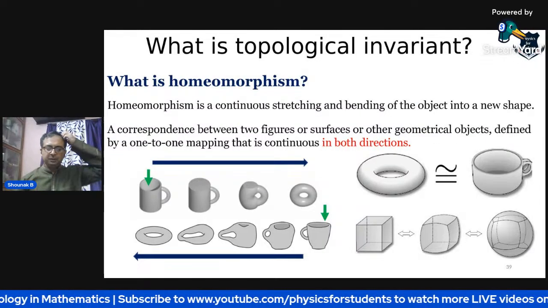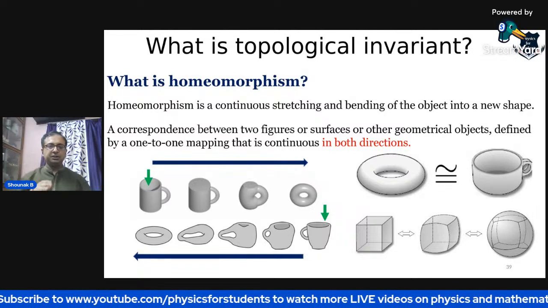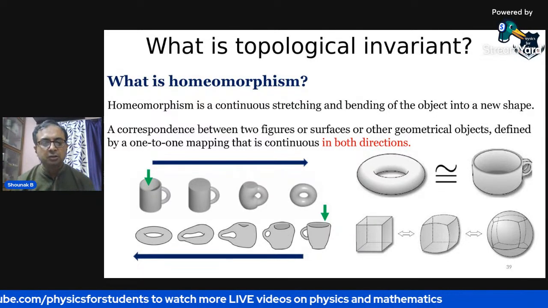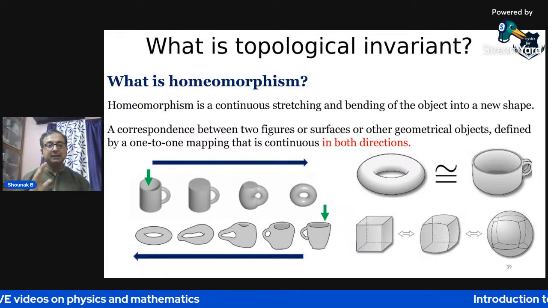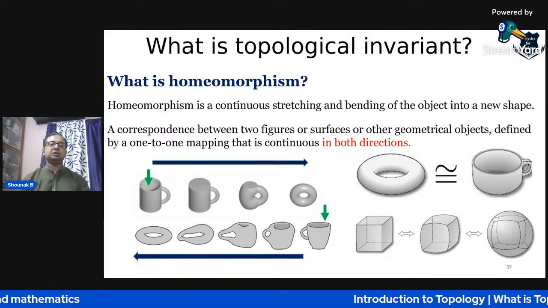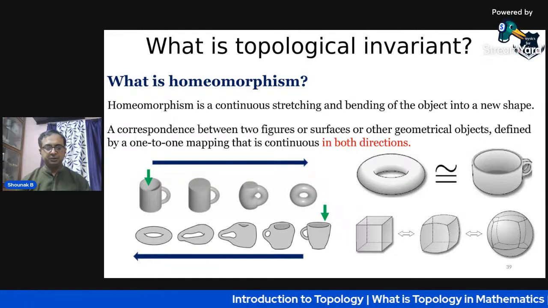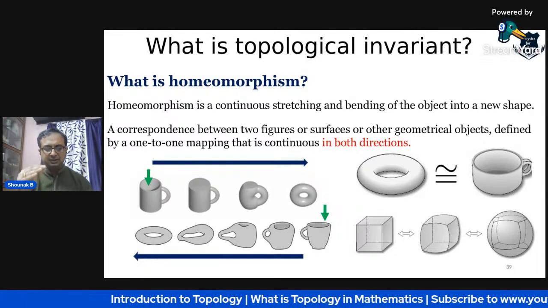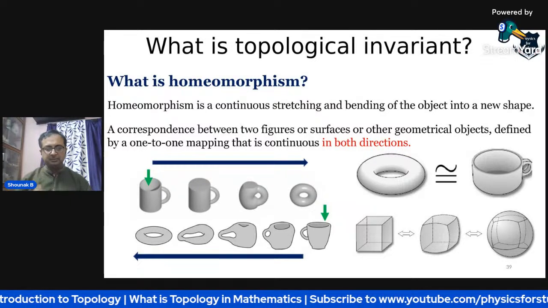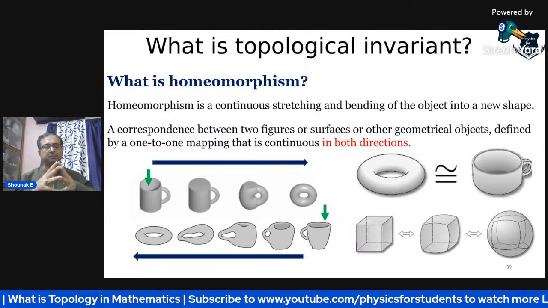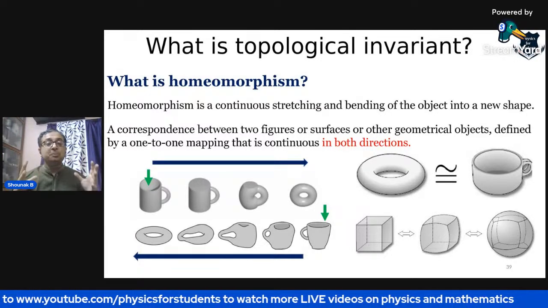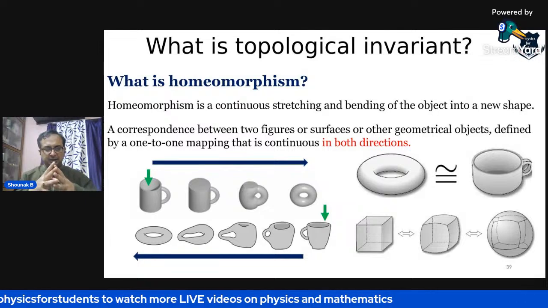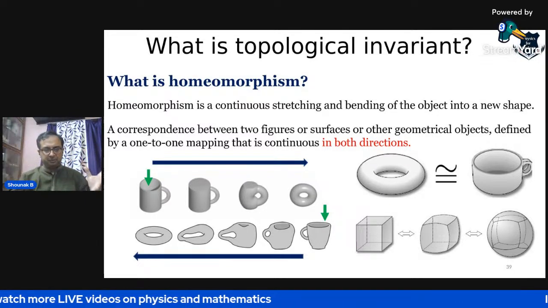Here you see homeomorphism is a continuous bending and stretching of an object into a new shape, a correspondence between two figures or surfaces or both geometrical objects defined by a one-to-one mapping which is continuous in both directions. I would say it is a kind of repetition. Now on the right hand side of the slide, below, I have taken a box just to give you an idea, and I have inflated the box. That means, for example, you're blowing wind in that box. Now you see it continuously deforms, isn't it? I hope I can make things clear.